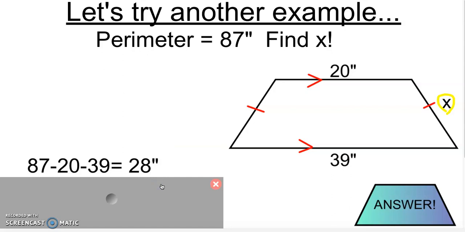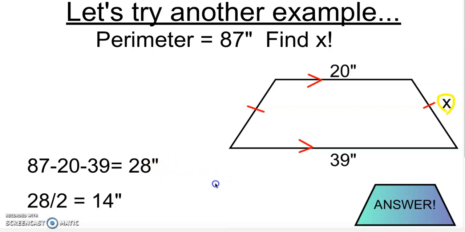And because this is an isosceles trapezoid, the legs are going to be congruent to each other. So I take 28 inches and I divide that by 2, and I get 14 inches. So this length right here is 14 inches. And then over here, this length here as well is also going to be 14 inches. So both of these are going to be 14 inches. And that's how we do this type of problem.